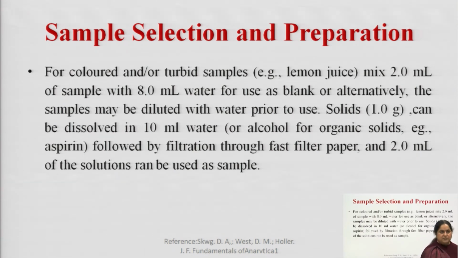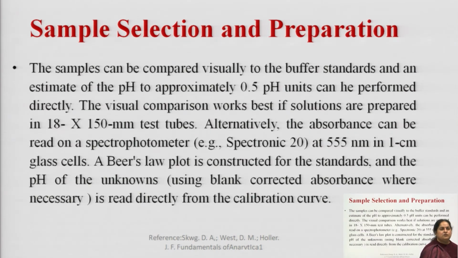You made buffer solutions of different ranges, and then you have test solutions which you will mix with different dyes in different compositions to make solutions of different pH. The samples can be compared visually to the buffer standards and an estimate of the pH to approximately 0.5 units can be performed directly, right.